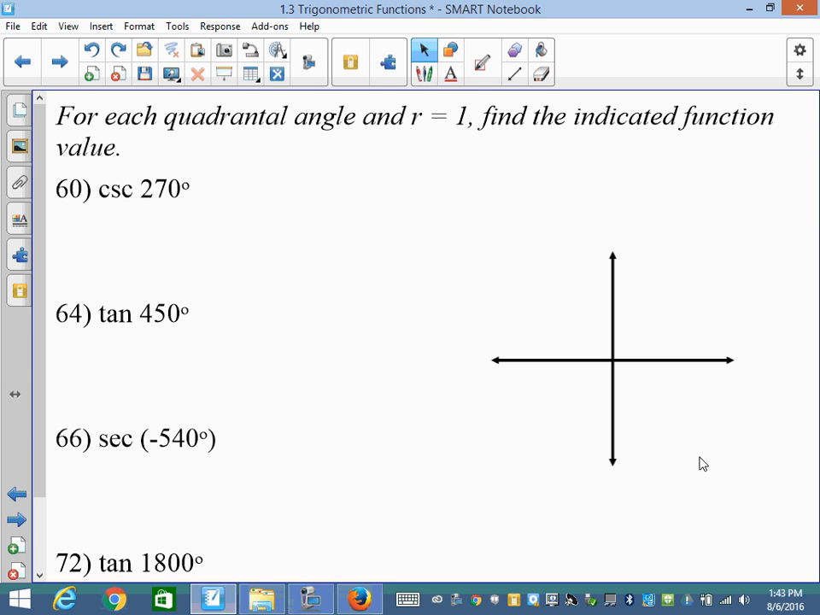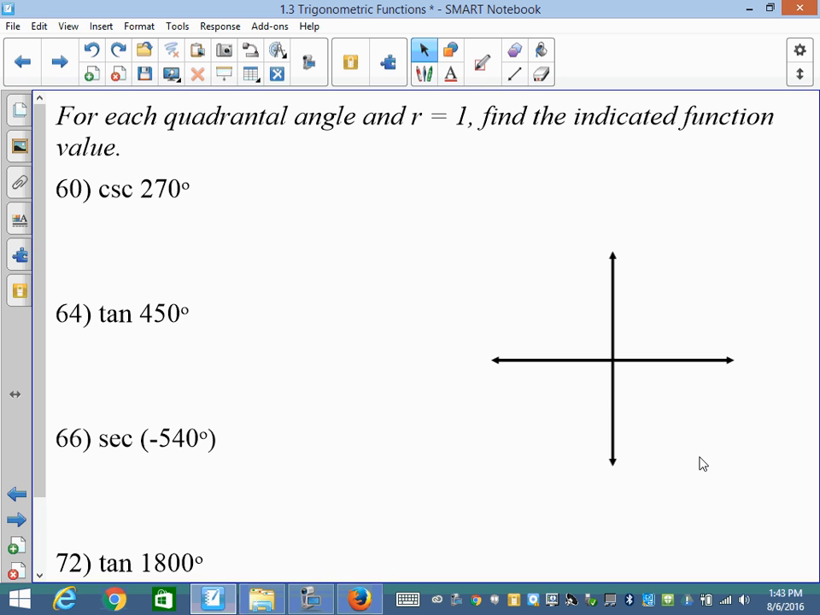Okay, so back to section 1.3. We're almost done. If I made this all one video, it would have gone well into about 40 minutes probably, but we didn't want that. So this one here, for each quadrantal angle and r equaling 1, so you don't have to worry about your r value, it's 1. Find the indicated function value.